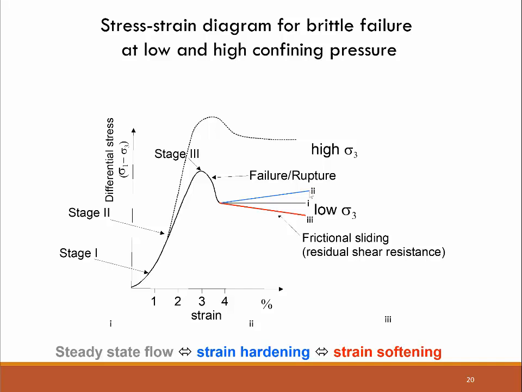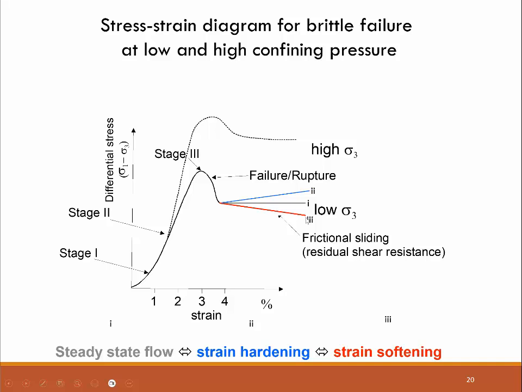And that can happen, for instance, by fragments that start rotating and get in the way and need to be refractured during progressive friction sliding. Therefore we require, with increasing strain, increasing differential stress. More common is probably strain softening.